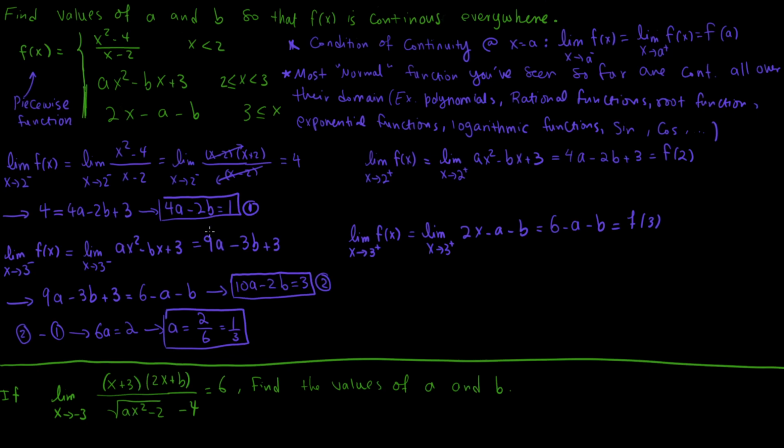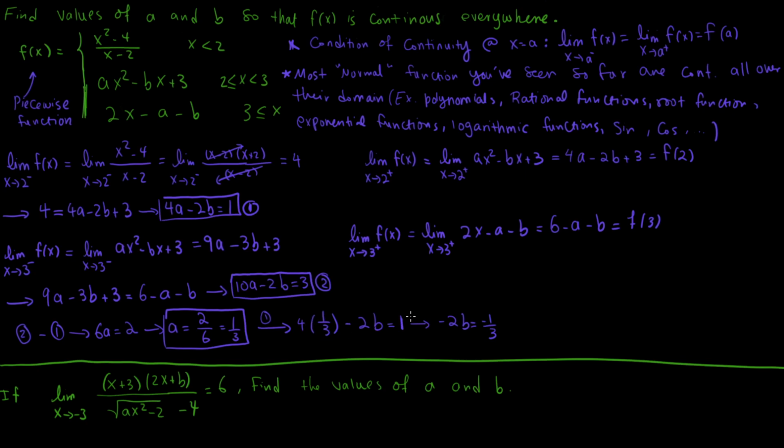How do I get b? Plug it into either of the equations that you like. I'm going to plug it into 1. So I get 4 times 1 over 3 minus 2 times b is equal to 1. Which means minus 2b is equal to minus 1 over 3.